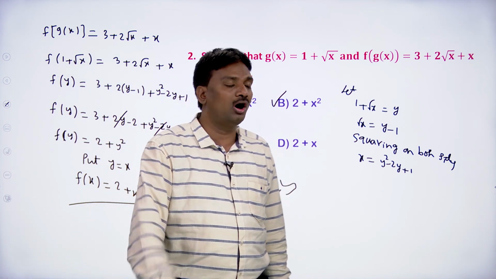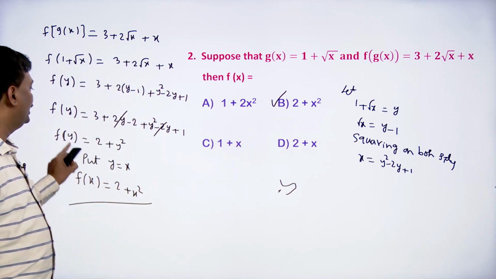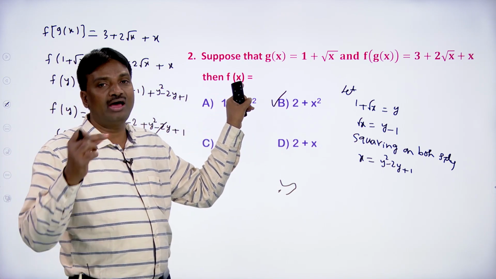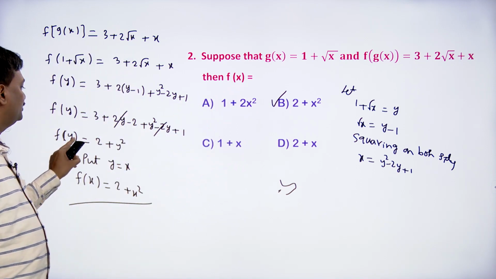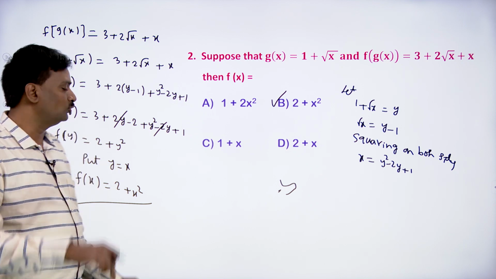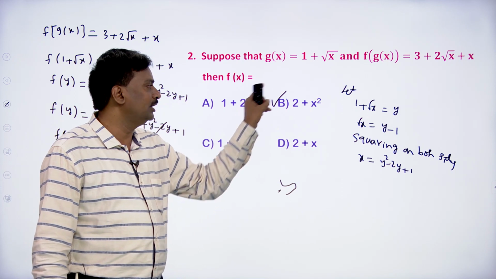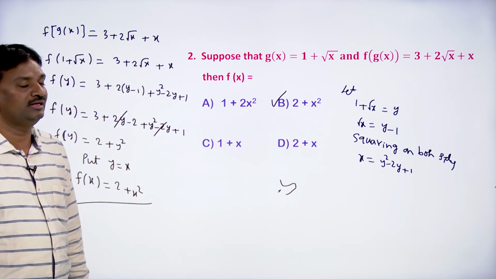But by observing the options, we have the functions are in terms of x. So that's why here f of x, what is the value of f of x? Here we have f of y. So to get f of x, in place of y, let us write x. So put y equal to x. So f of x equal to 2 plus x square. So we can take option B is the correct option for the given problem.